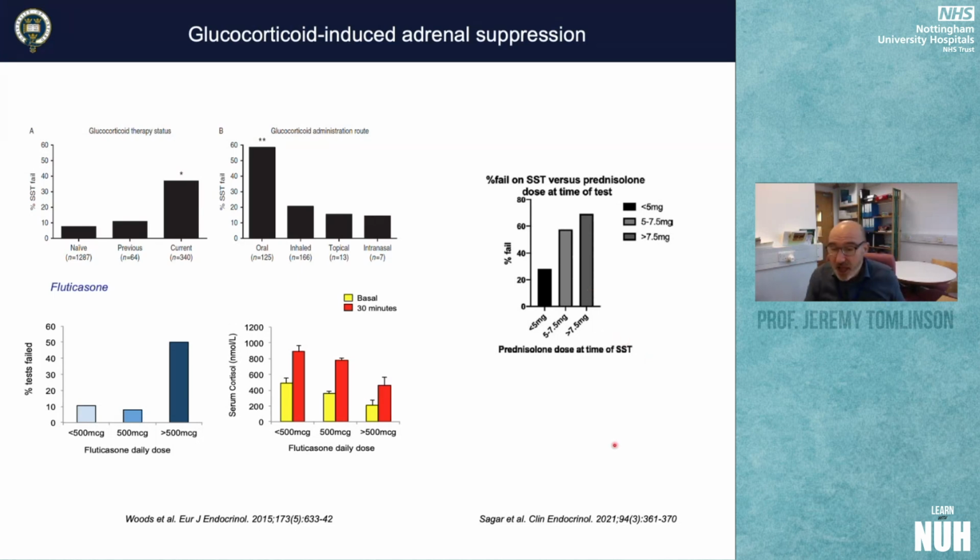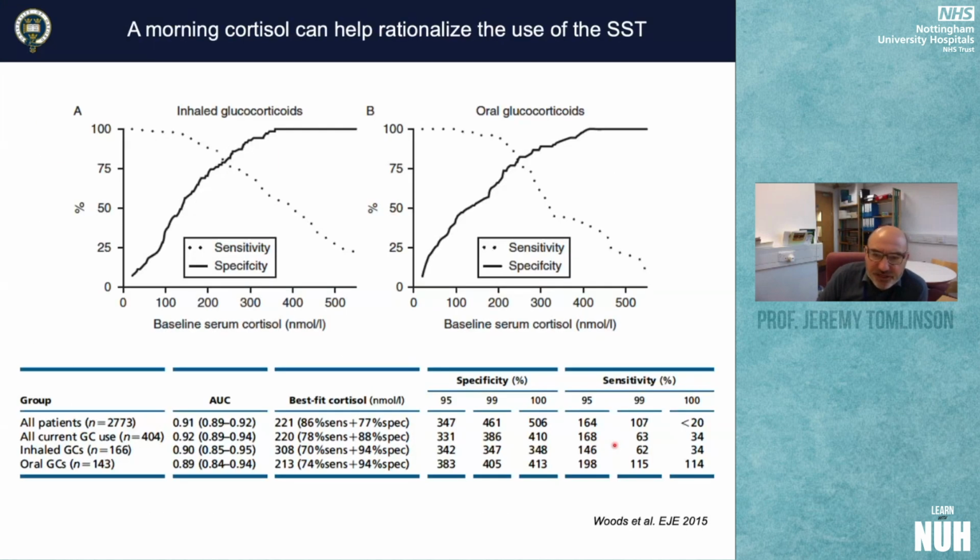short Synacthen test. This is all quite dirty data. There are lots of problems with it. It doesn't necessarily look at previous exposure. But I think it highlights that if you've got a patient in front of you who happens to be on a dose of inhaled steroid or prednisolone at that time, then their risk of adrenal insufficiency is potentially significant. How can we try and rationalize it?